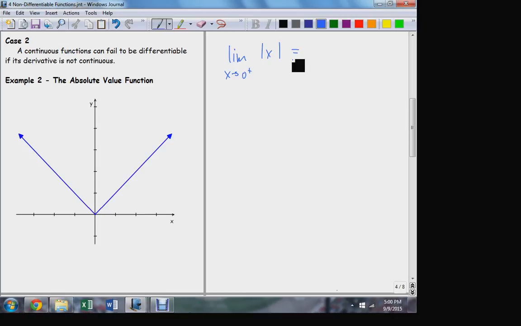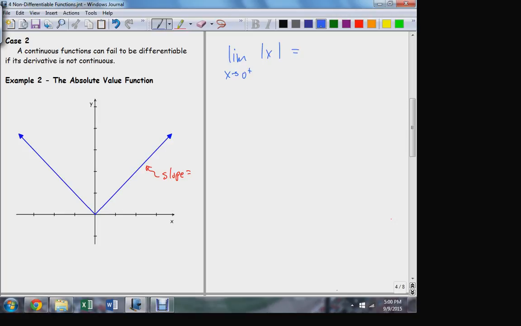Please notice, this side of the graph is linear, right? If I'm talking just about the portion of this graph to the right of the origin, it's linear. The derivative represents the slope. So, what's the derivative of this function as I come in from the right-hand side? What's the slope of that line? One, right?